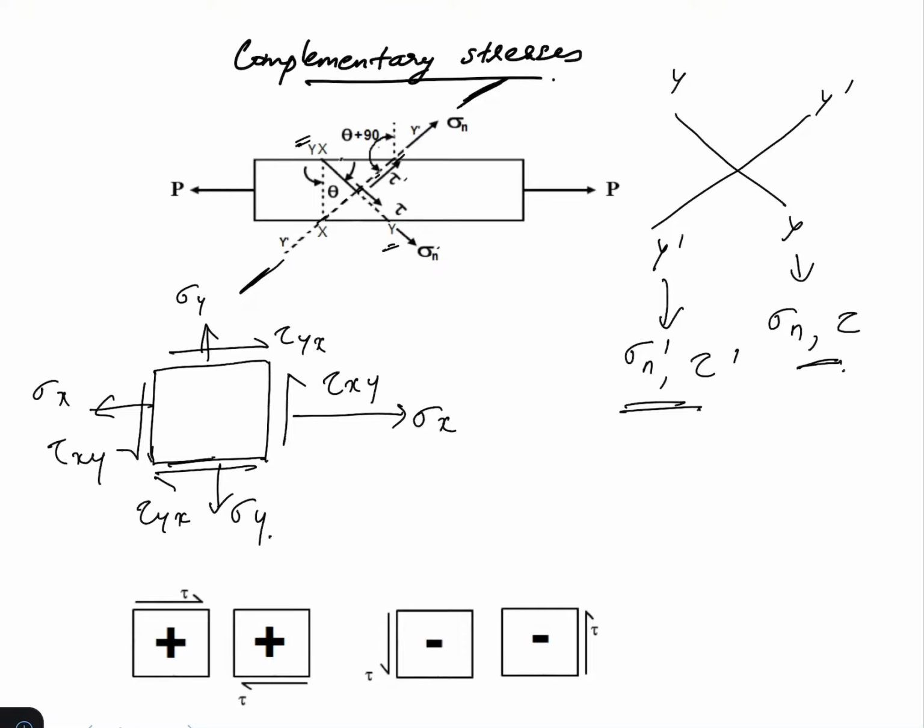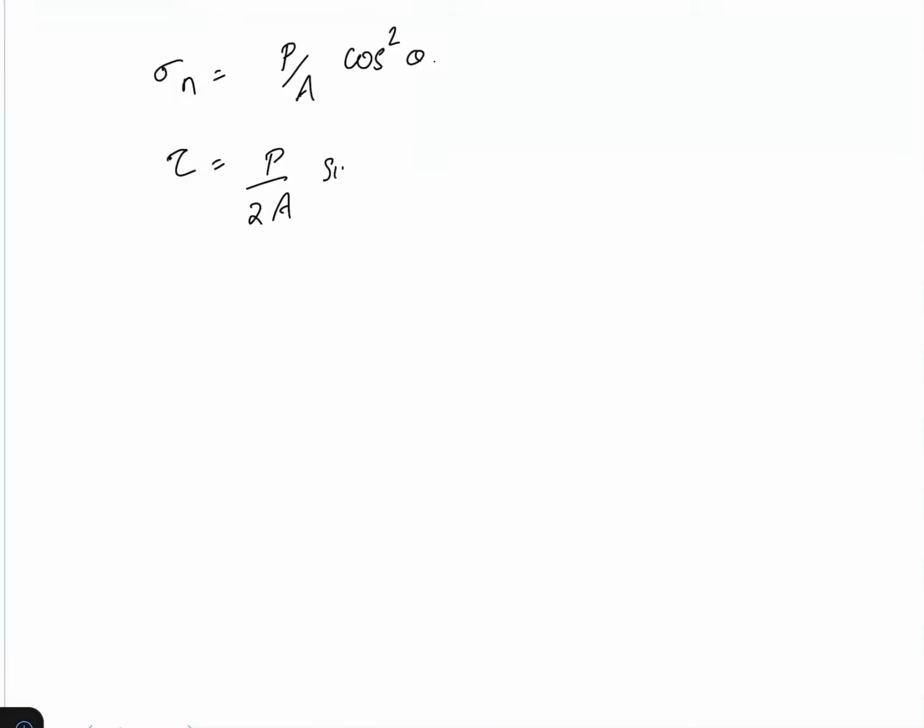Here we have to prove that tau yx is equal to tau xy. That is, complementary stresses are equal and opposite, that is, tau xy is equal to minus tau yx. We have to prove this way. Okay, so let us check what is the proof of this. We have known that sigma n is equal to p by a cos square theta, and tau is equal to p by 2a sine 2 theta. This is our derivation which we have done previously.